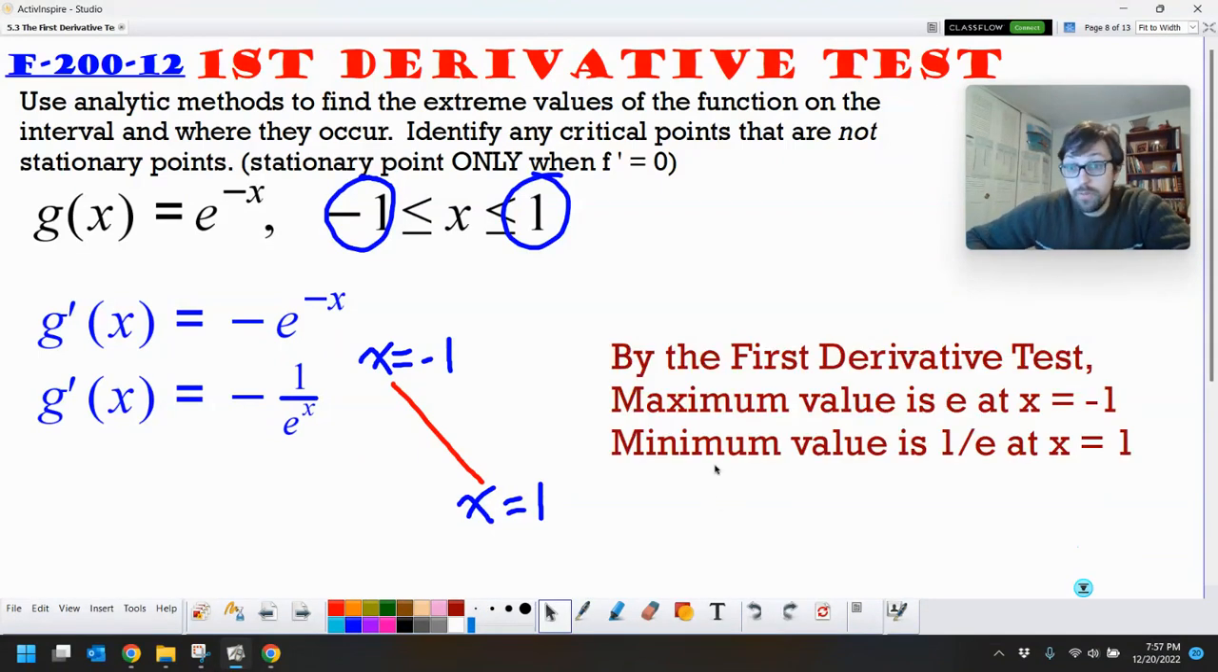So by the first derivative test, we get a maximum value of e when we plug into the original function and a minimum value of 1 over e when we plug this value into the original function again. So even though we're just checking these endpoints, it is still using the first derivative test. It's just the other half of it.